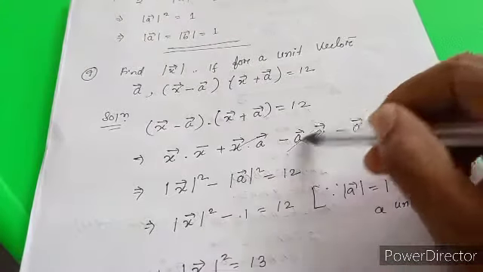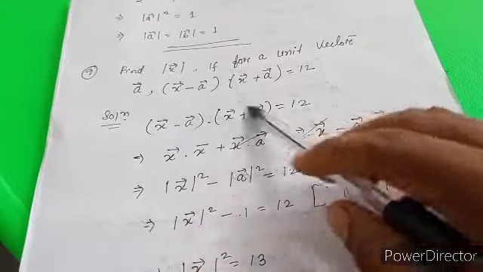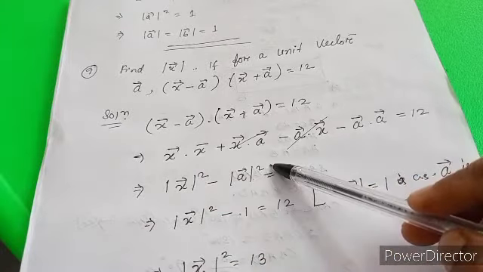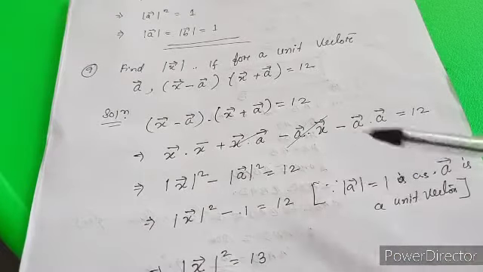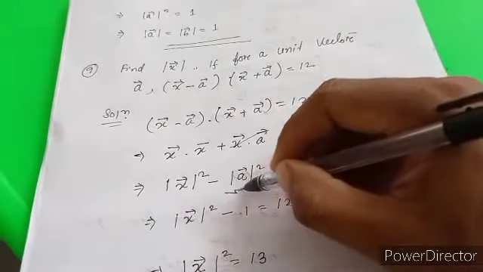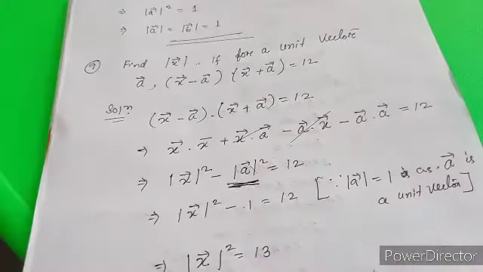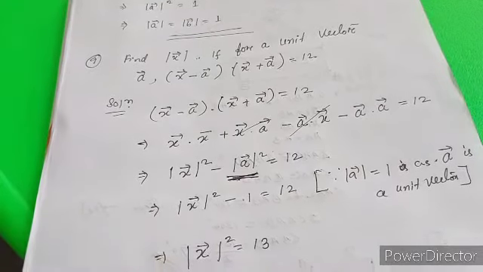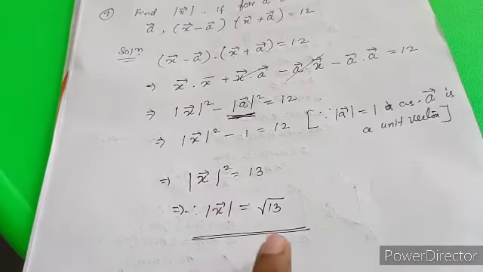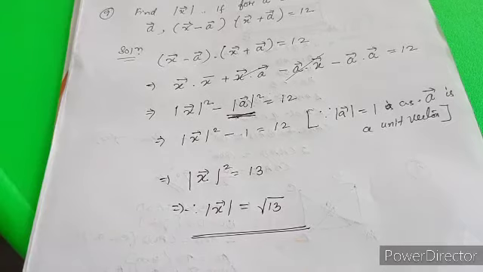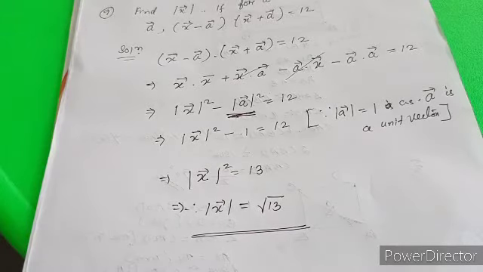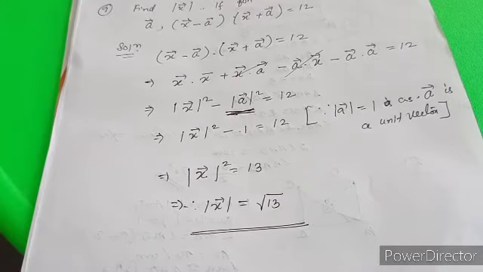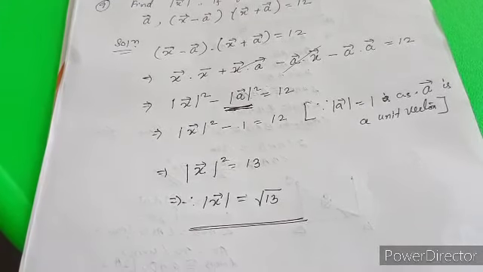These two got cancelled out. This is also the same as A plus B, A minus B. Modulus of x vector square minus modulus of a vector square equals 12. As I said, a is a unit vector, that means the modulus of that vector will be 1. Therefore, we are putting 1. Taking 1 to the other side, this is 13. We required modulus of x, therefore it is root over 13. Simple thing. It should be plus or minus root 13, but we are not using the minus because it's a modulus. Okay. Thank you, everyone.